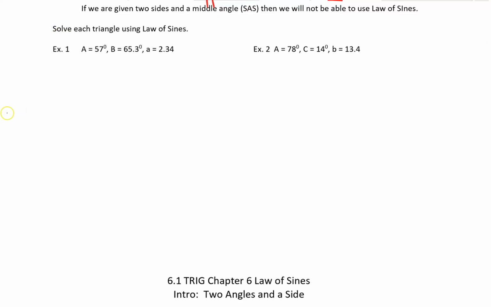First things first, they're giving you a triangle, so I'm just going to make my triangle. It's giving me the angle A and the side opposite of that. So I'll say this is A. They're giving me angle B. I'll put C up here. Angle A is 57 degrees. Side A is 2.34. And angle B is 65.3 degrees.